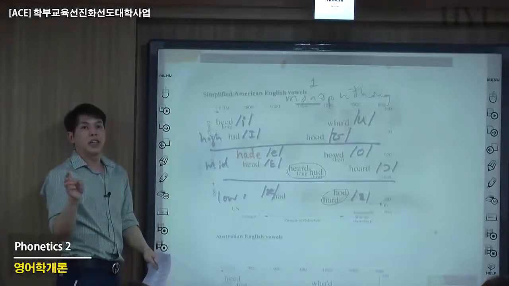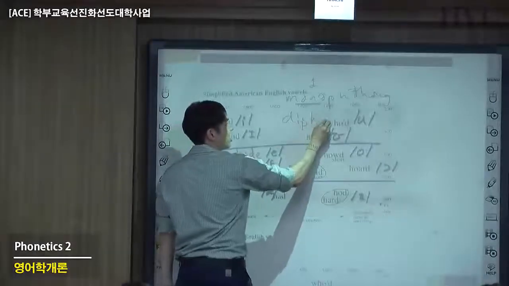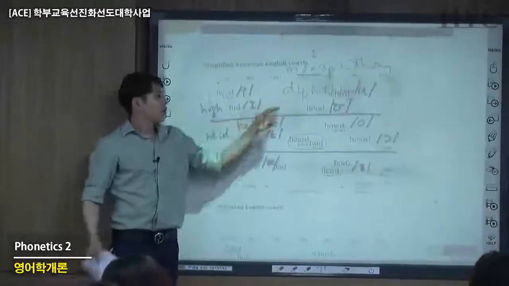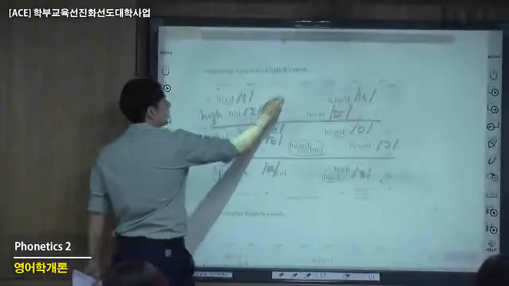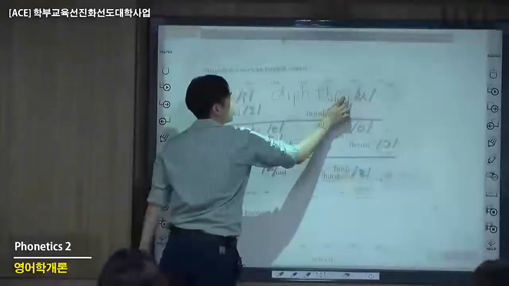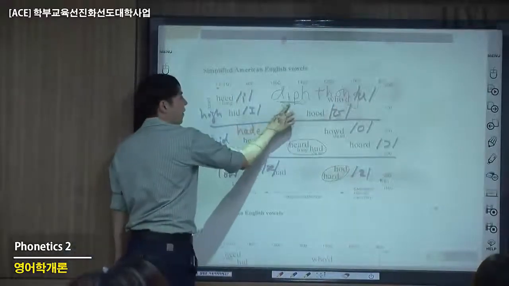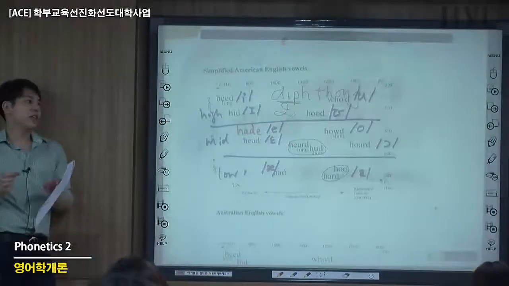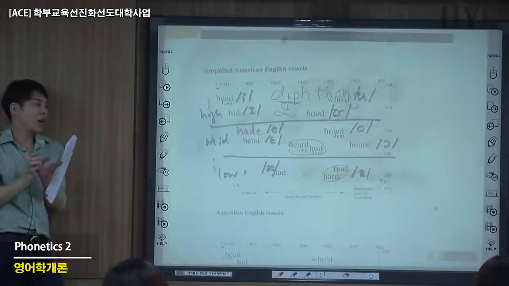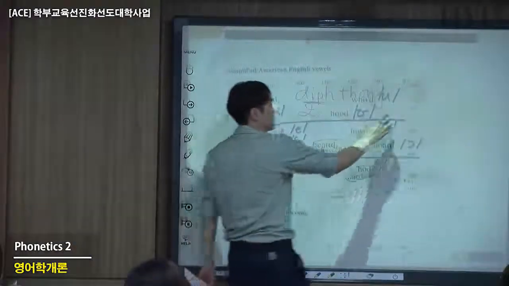But in English, there are three what we call diphthongs, D-I-P-H-T-H-O-N-G. We have three diphthongs. Di or "die" means two. So when you pronounce a diphthong, you have two vowels in a row together, but pronounced as one syllable. I forgot to mention that. There are three diphthongs in English.